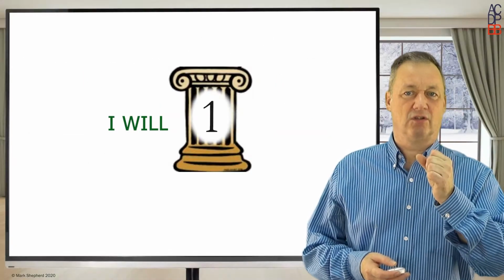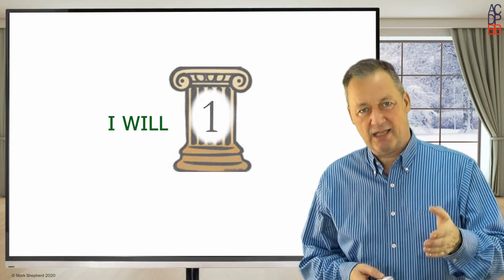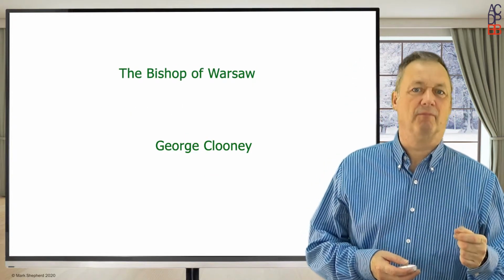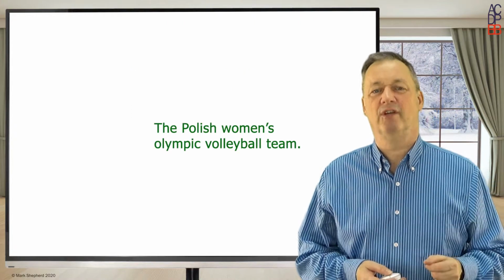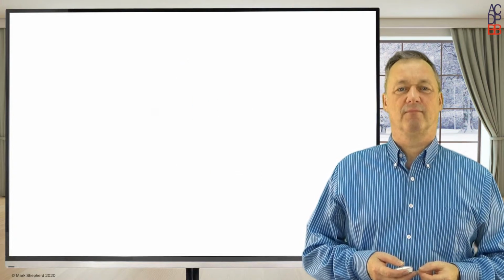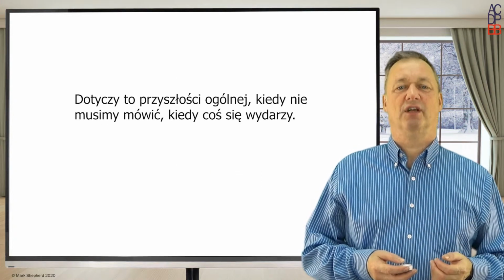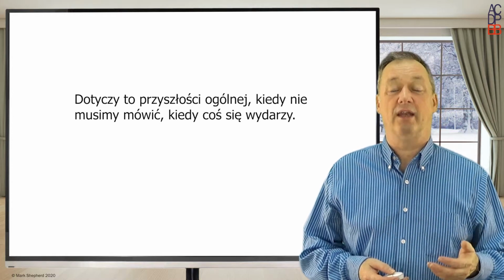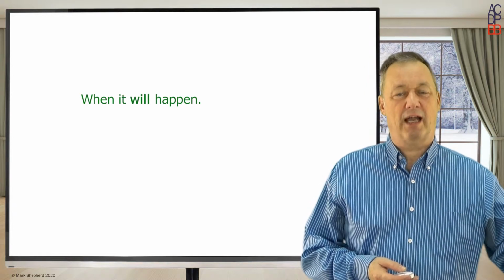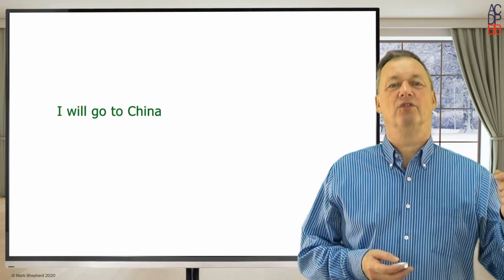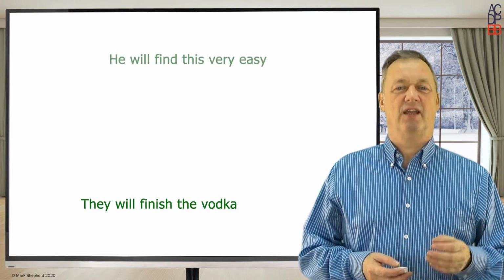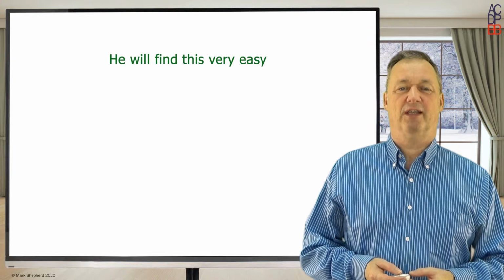I will, column 1. You, he, it, they, the Queen of England, George Clooney, the Bishop of Warsaw, and the Polish women's Olympic volleyball team will, column 1. So this is for the general future. It's when we don't need to say when it will happen. I will go to China. She will be at the party. They will finish the vodka. He will find this. Very easy.